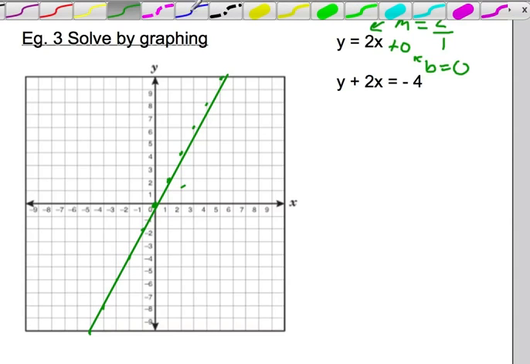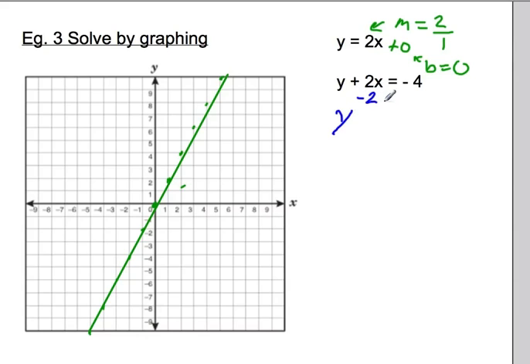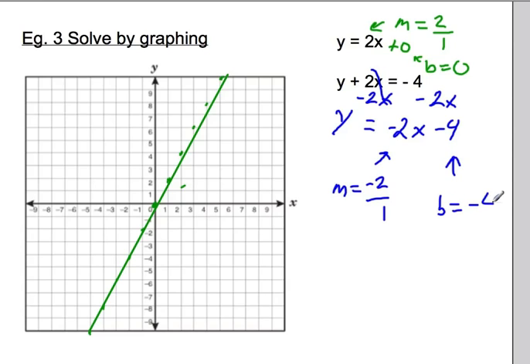Okay, next. Now this line, there's different ways to graph it, but one thing we can do is change it to y equals mx plus b form. So we just want y here, so we can subtract 2x from both sides, and you've got y equals negative 2x minus 4. So the slope is negative 2 out of 1. The y-intercept is negative 4. So I can start off at negative 4, and then go down 2, right 1, down 2, right 1, and so forth. And I go backwards this way, up 2, left 1, up 2, left 1.